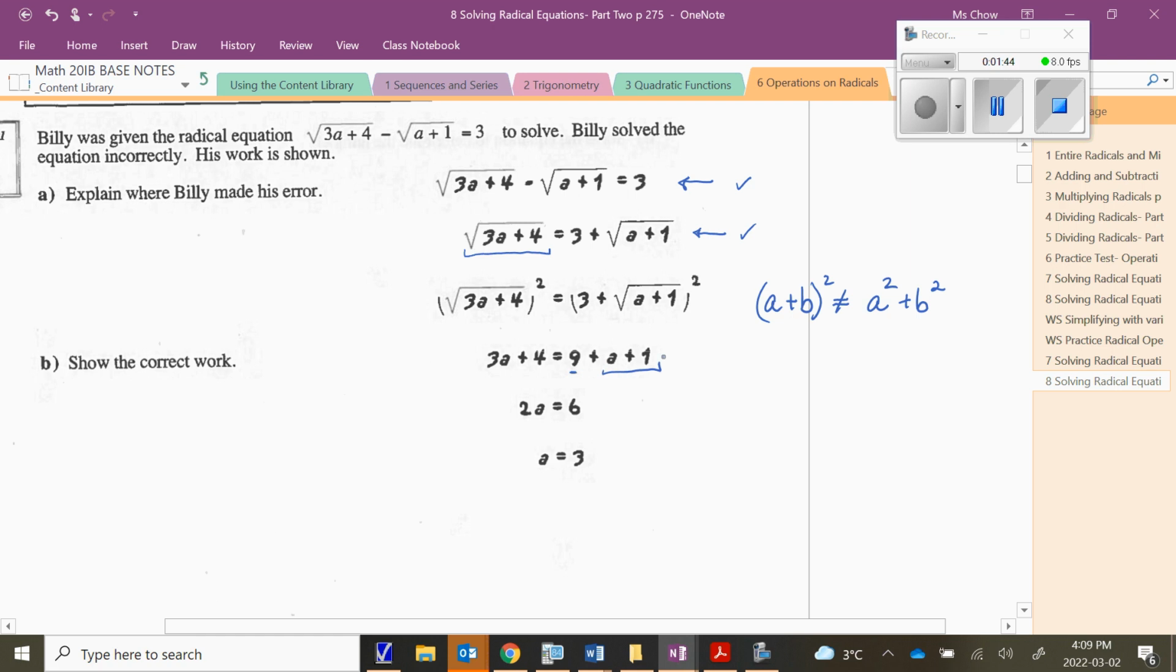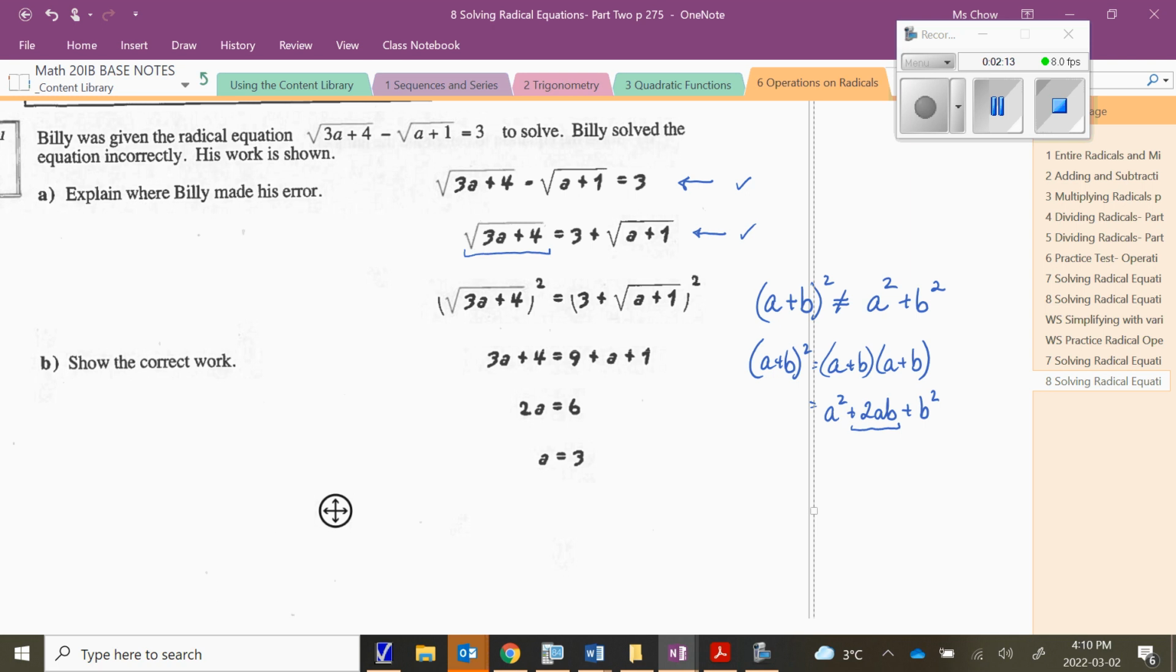which is incorrect. What we have to remember is that when we're squaring that side, when we have (a plus b) all squared, that's the same as (a plus b) times (a plus b). So that means that we need to FOIL, so expand a squared plus 2ab plus b squared. So Billy is missing that middle term, and that's why that's not going to work. And I'm sure he would have noticed that once he did his verification for his left side and right side.